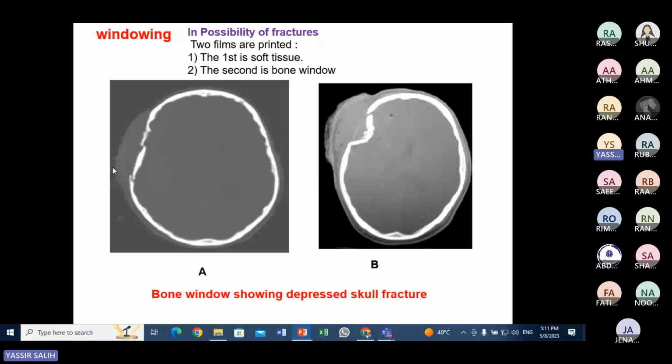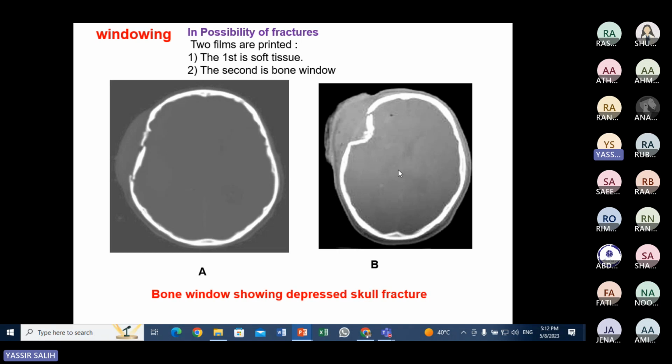This is the bone window, as there are no details of the soft tissue. There are no details of brain parenchyma. You only see the details of the calvarial bone. So both are bone windows. There is a depression of the skull. So this is a depressed skull fracture. So this is a bone window.